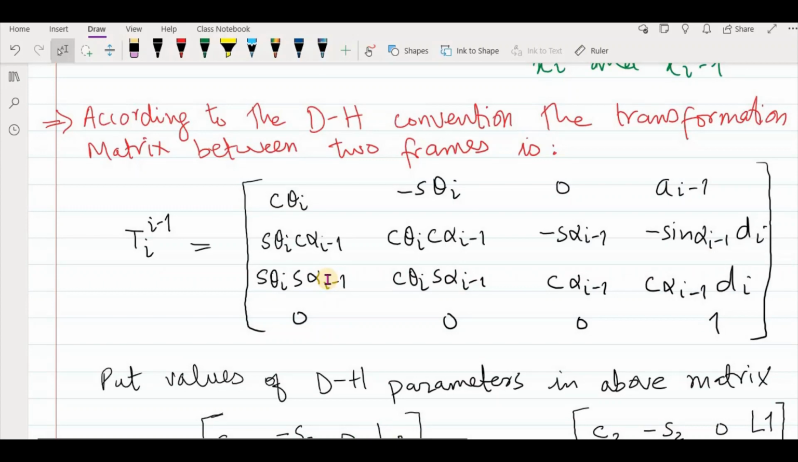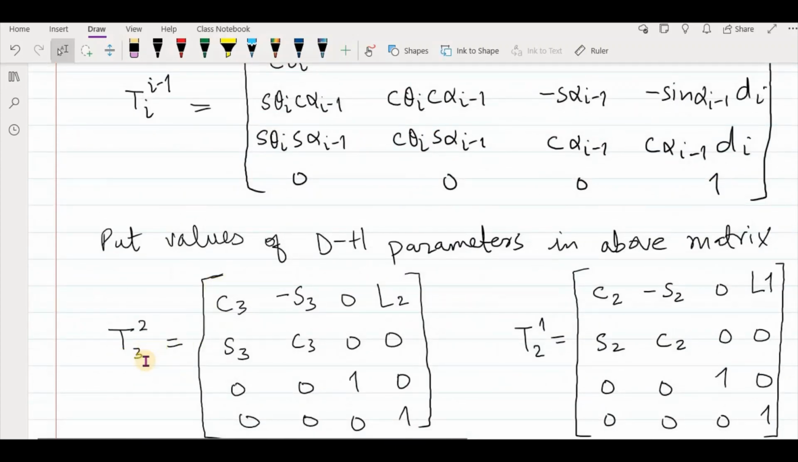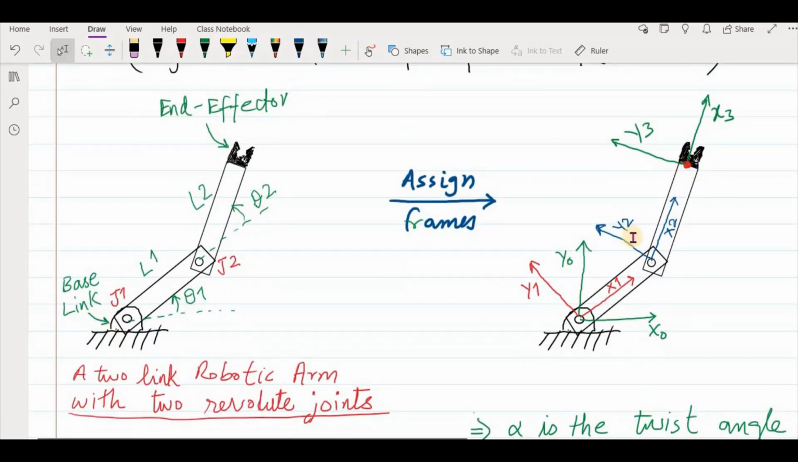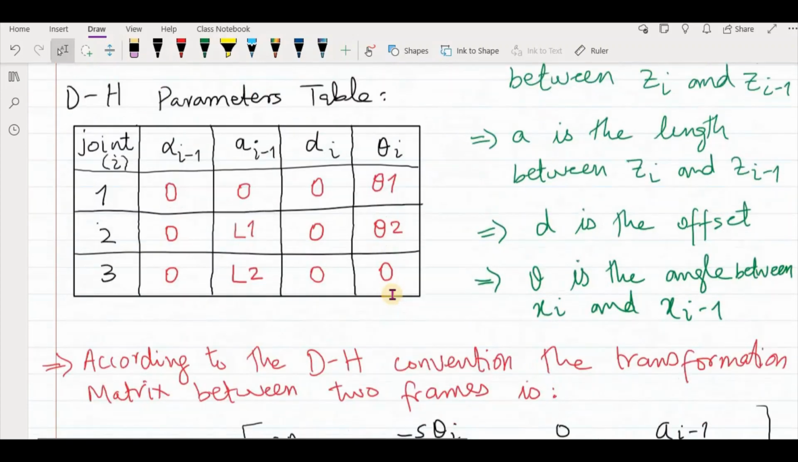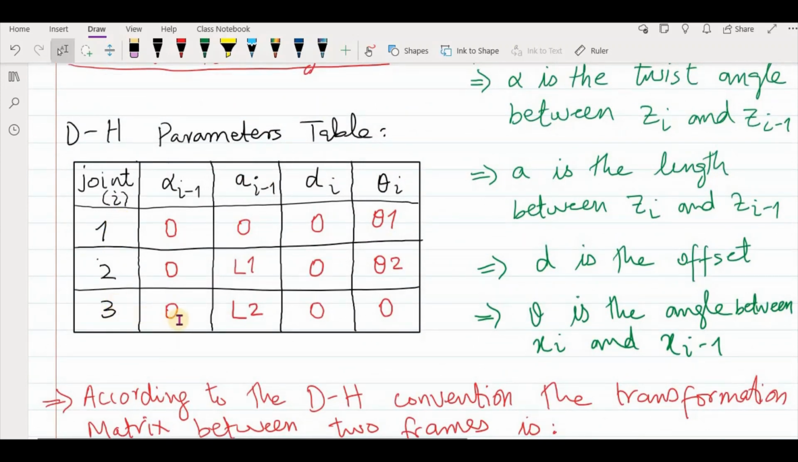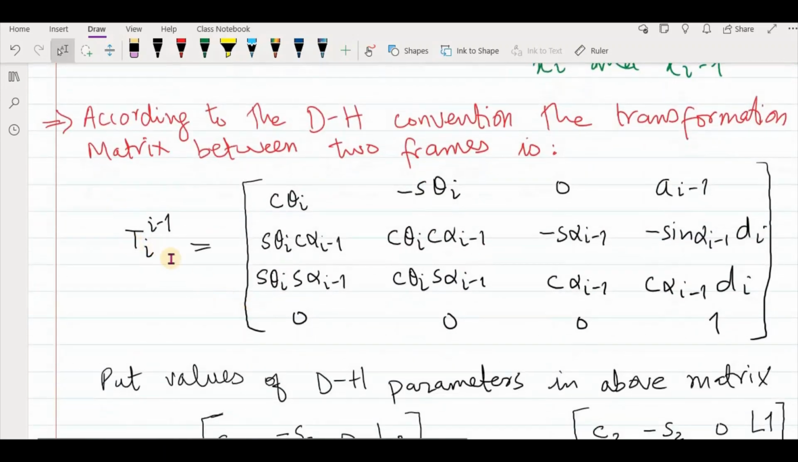So let's say that we want a transformation starting from our last link to its previous link here. From link 3 to link 2, we want to find the transformation matrix. So what we do, we go to the DH parameters of this frame 3, which is 0, L2, 0, 0. And then we go to this transformation matrix, specially derived from the DH convention, and we put here the values of theta.